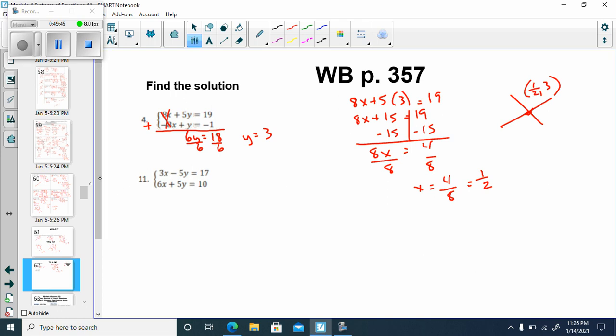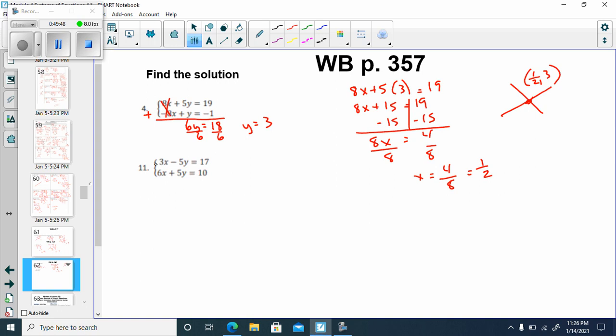And then the last one I want to show you is number 11 on that page. Same situation. Nothing says x is equal to or y is equal to, right? What we need to do is add the two. We're going to use elimination. We'll get rid of the negative 5y plus 5y. That will get rid of that. So let's just do them. 3x plus 6x is 9x. Negative 5y plus 5y is 0. So that's gone. 17 plus 10 is 27. Divide both sides by 9. And x is 3. Okay?